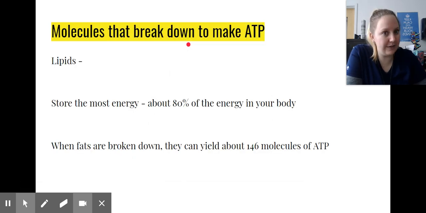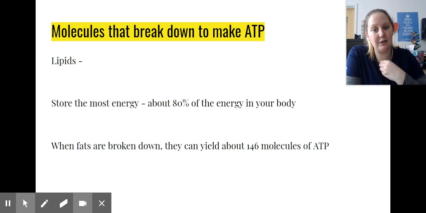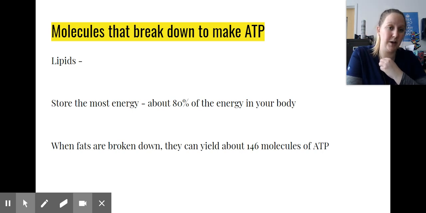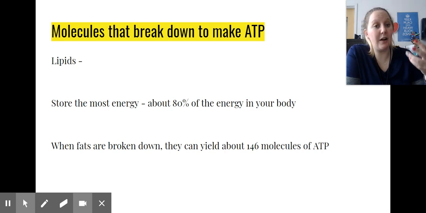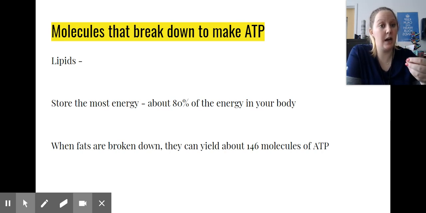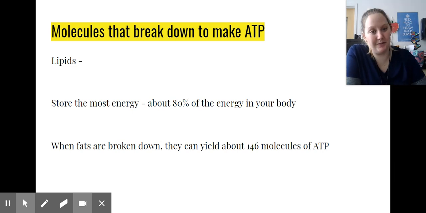Lipids, healthy fats, store the most amount of energy. About 80% of the nutrients in your body and energy in your body come from healthy fats. Healthy fats are like avocados and nuts, nut butters, guacamole, olive oils. Those are all healthy fats. When you have a healthy fat, you're able to break it down into about 146 molecules of ATP. However, carbohydrates are still more abundant in our diet and give us more ATP because of how we're consuming them.